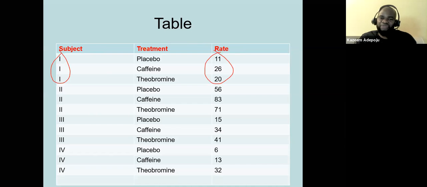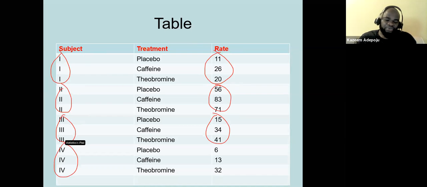And I'm going to divide by 3. And that is going to be the mean associated with subject 1. I'm going to do the same thing for subject 2. For subject 3, I'm going to do the same. For subject 4, I'm going to do the same.